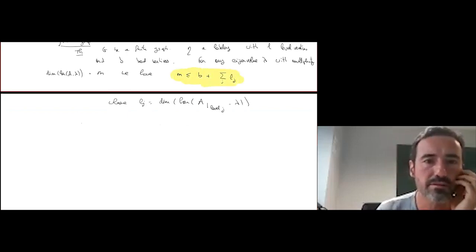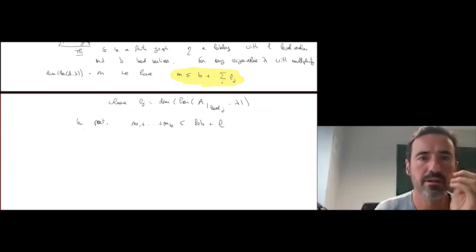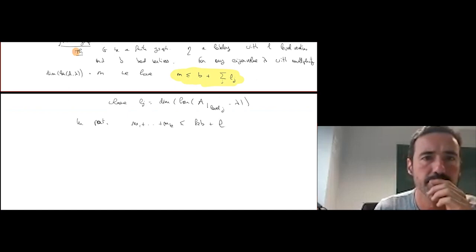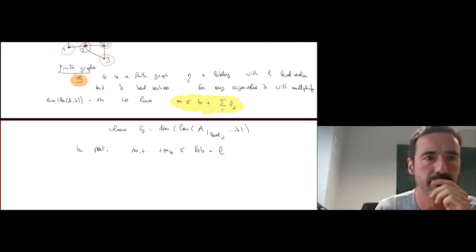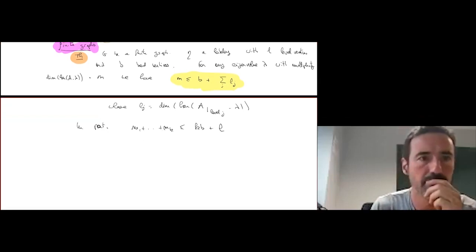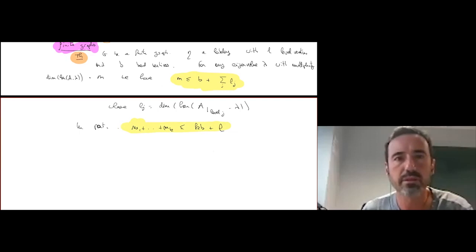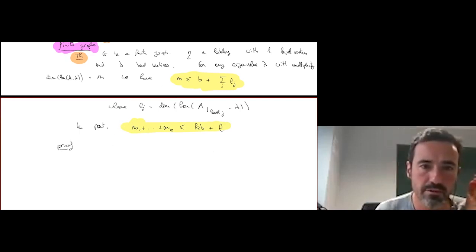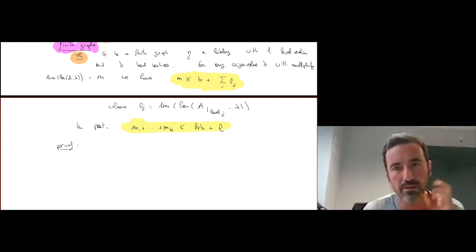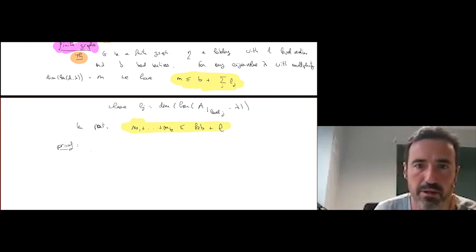Okay, so in particular, if you sum k multiplicities, it will be less than kb plus l. So this is an interesting formula. I will first give the proof and then make some explanation. First, let me prove that this theorem implies that.